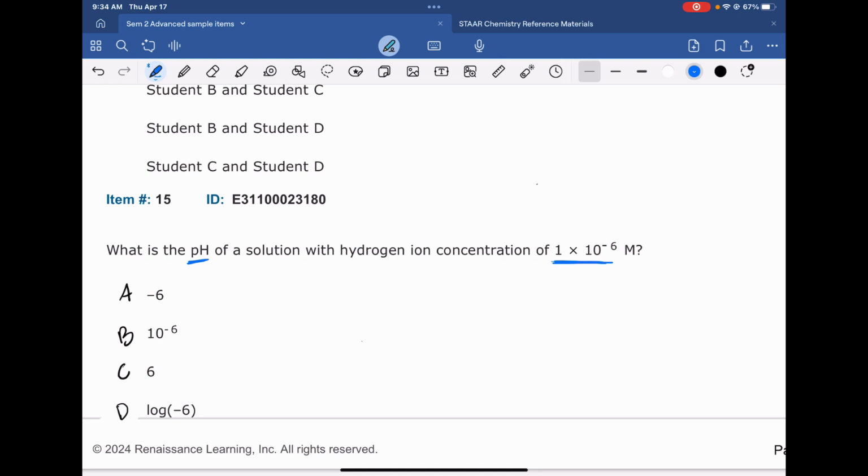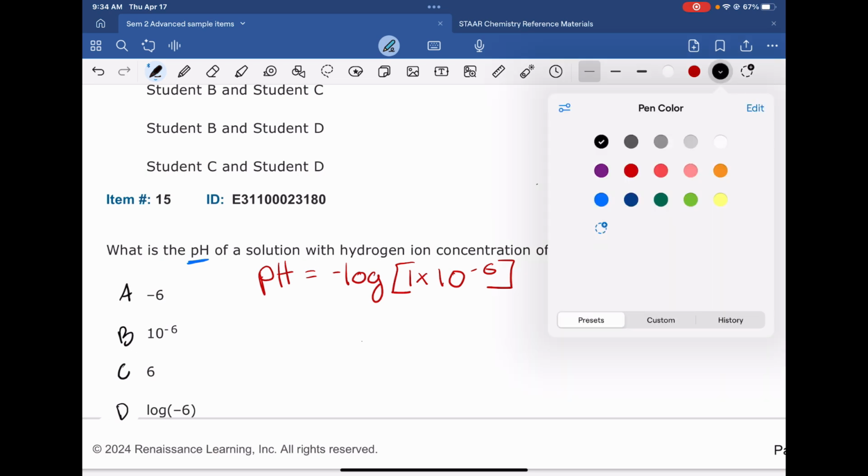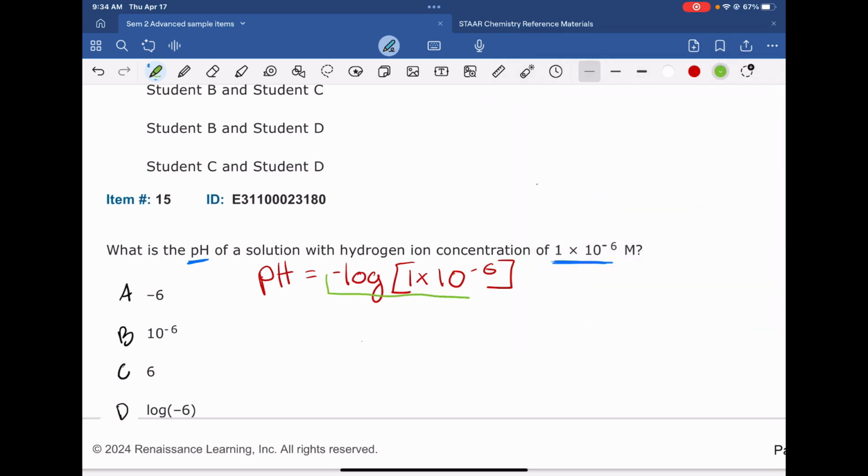So if we go back, we're going to write that pH equals the negative log of our hydrogen ion concentration, which is right here, 1 times 10 to the negative 6. What you would plug into your calculator is this part right here, the negative log of 1 times 10 to the negative 6. Once you plug that into your calculator, you should get that your pH equals 6. So in this case, your answer is going to be C.